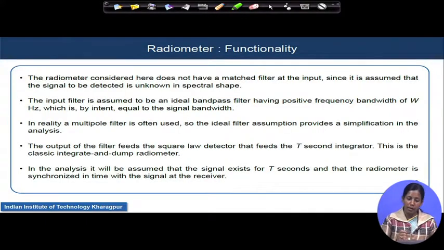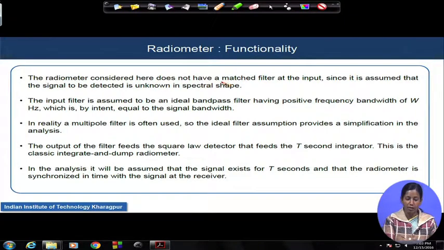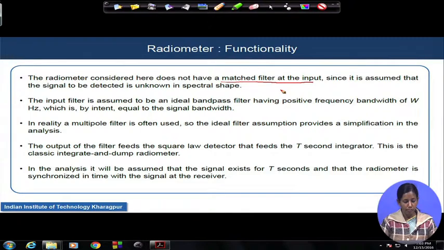Remember that the radiometer does not have any matched filter at the input, because it is assumed that the signal to be detected is unknown to the detector. So, you cannot have any prediction on the spectral shape of the signal. So, the input band pass filter is assumed to be an ideal band pass filter for our study right now, and suppose that it has a positive frequency bandwidth of W hertz, and by intent it will be almost equal to the signal bandwidth.